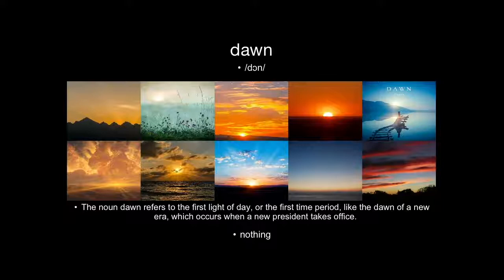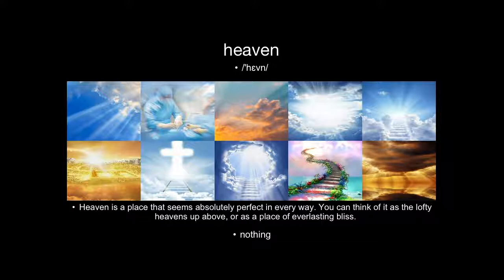Dawn. The noun dawn refers to the first light of day, or the first time period, like the dawn of a new era, which occurs when a new president takes office. Heaven is a place that seems absolutely perfect in every way. You can think of it as the lofty heavens up above, or as a place of everlasting bliss.